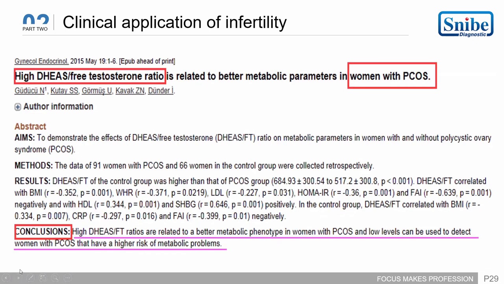And if we talk about the high DHEA and free testosterone values, you can see here better metabolic parameters in women with polycystic ovarian syndrome. And then the overall conclusion for these two tests' correlation with each other is that a high DHEA value is related to a better metabolic phenotype in women with PCOS, and a high level can be used to detect women with PCOS that are at high risk of metabolic problems. So this is the conclusion on the basis of these publications and the author extract.